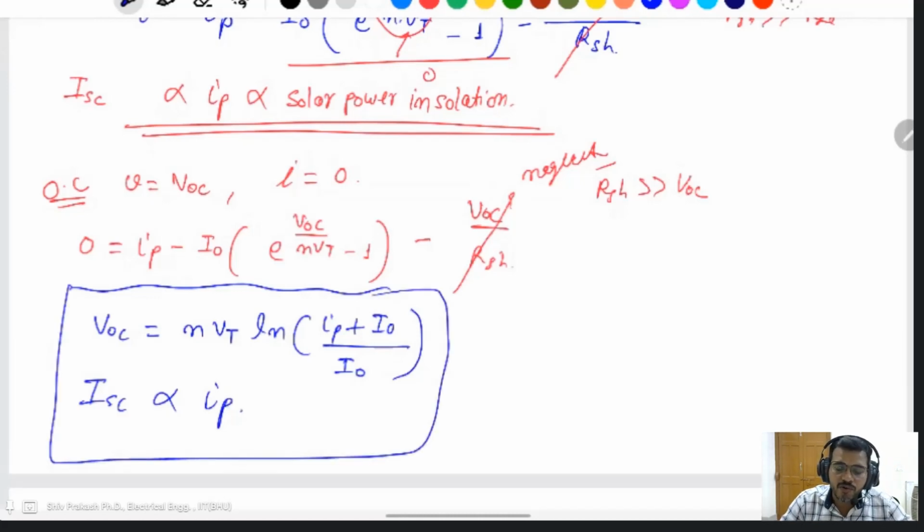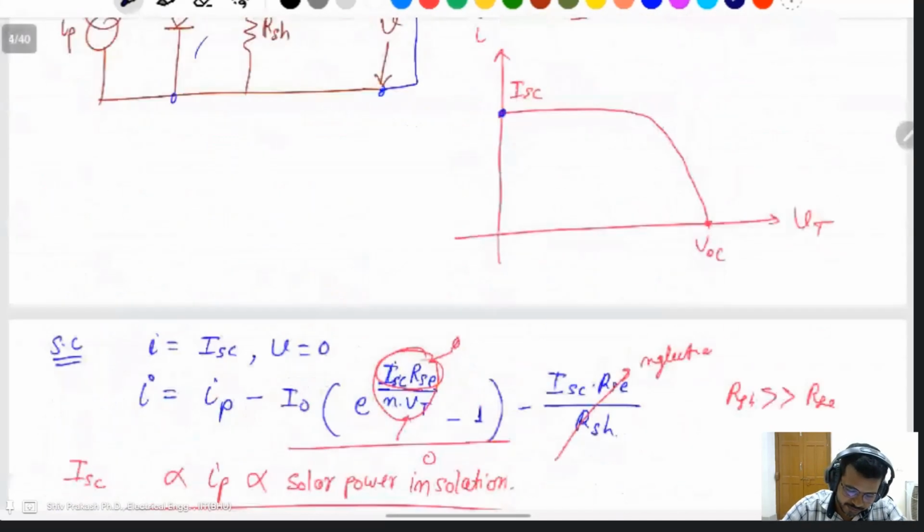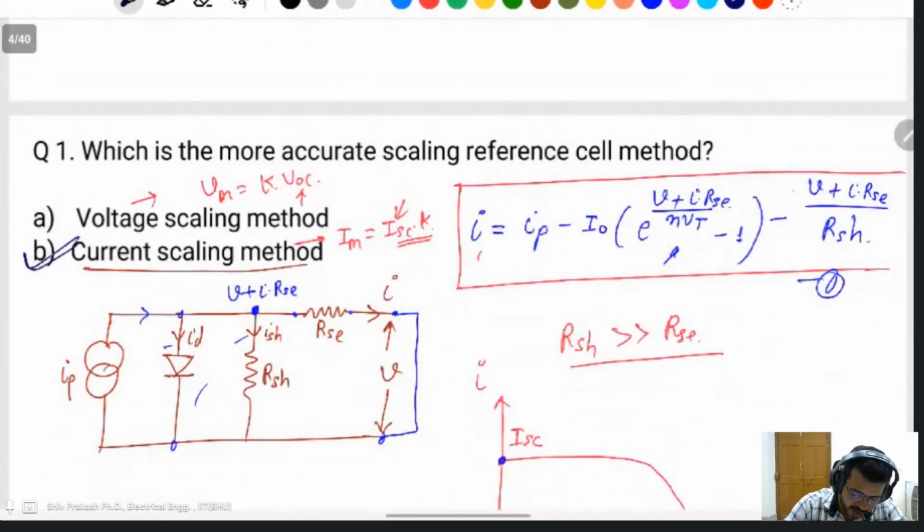Now you can say which one is more accurate in terms of IP. IP is the insolation. IP is directly proportional to the insolation power. Here the insolation power is in a logarithm, but in the short circuit current, in the current scaling, IP is directly proportional to the current. That's why the current scaling is more accurate than the VOC voltage scaling method. Because the short circuit current is directly proportional to the solar insolation. That's why current scaling is the answer to this question.